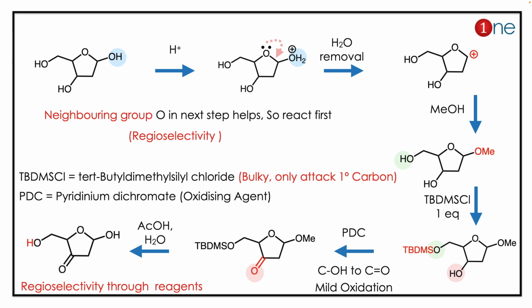Then you are adding TBDMS, 1 equivalent. TBDMS is a very bulky reagent and it attacks only the primary alcohol, so you have the primary alcohol protected. Then you have only one alcohol, and you are using PDC. It's a mild oxidizing agent, with heat on there, so only one alcohol is oxidized.